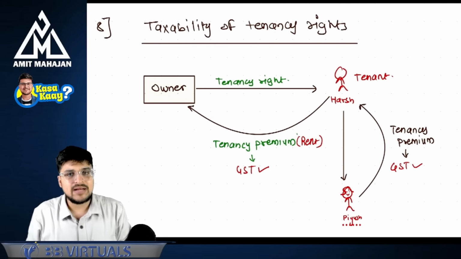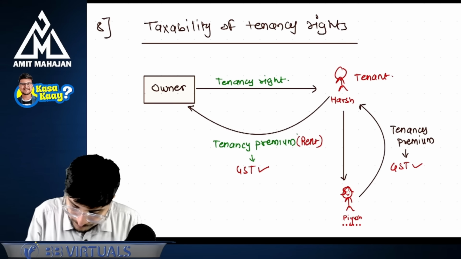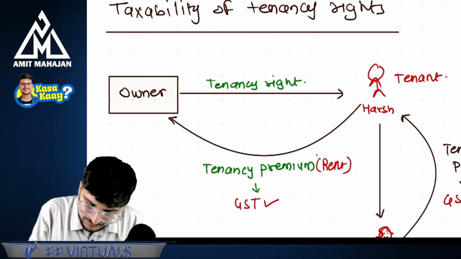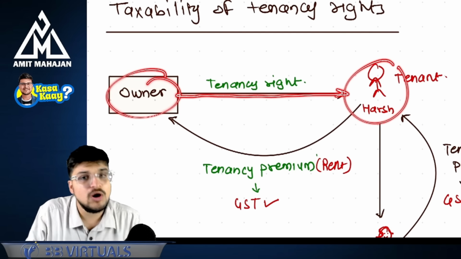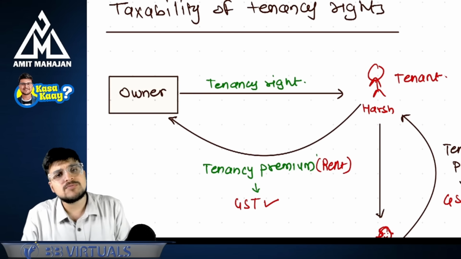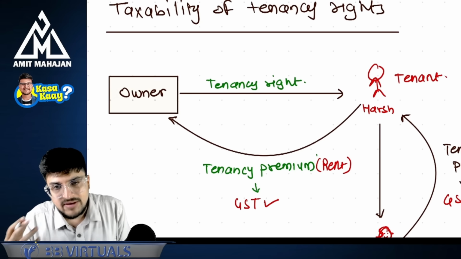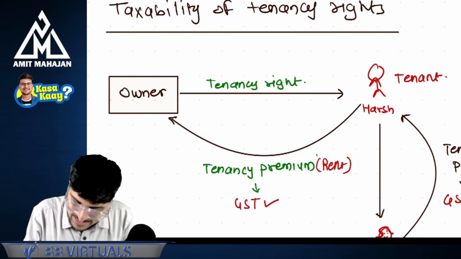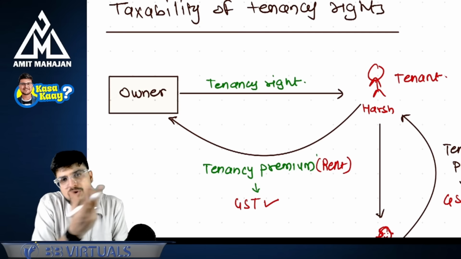Tenancy right, come to point number 8. Tenancy right, last 15-20 minutes, pay attention. There is one owner of the flat, and this owner has given the tenancy right to this person called Harsh, who is a tenant. Now, what is the difference between this and giving a house on rent? You are saying that he's paying rent, so this will be similar to giving house property on rent.